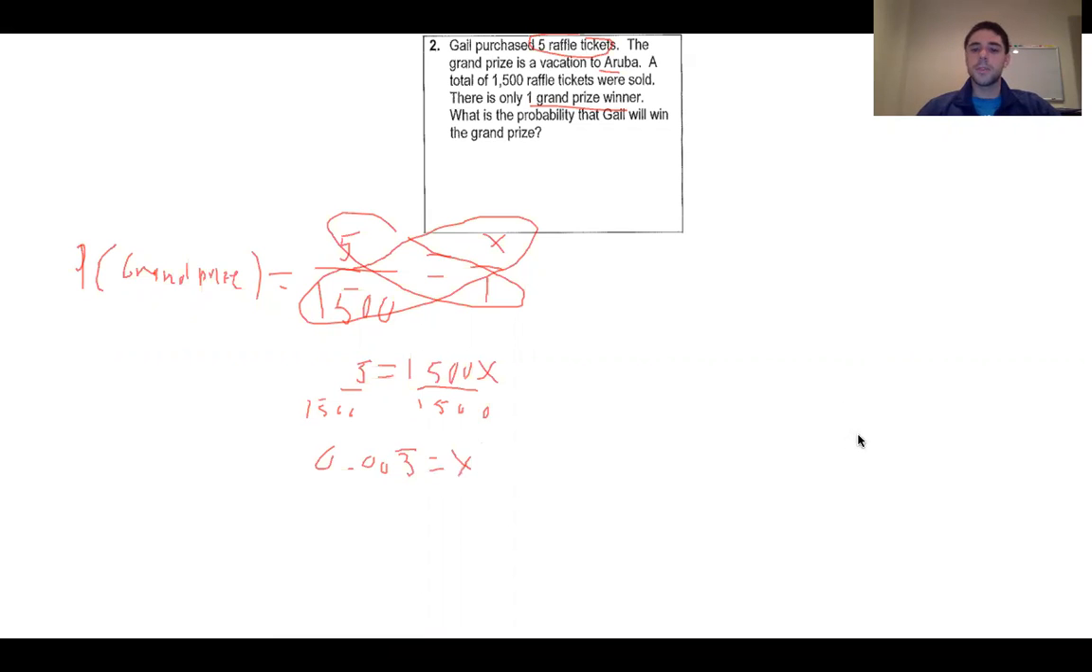So you can put this into a sentence for me. What is the probability that Gail wins the grand prize? Put it in a percent. Right, probability is going to be less than 1. Let's be a little bit more specific than the probability being less than 1. Let's put it in a percent.